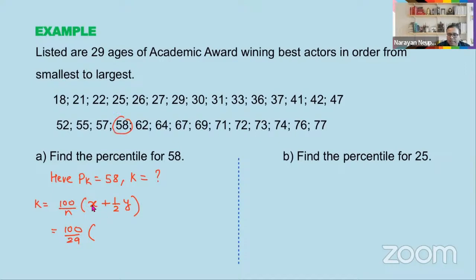Now, what is x? How many numbers are below 58? Could you please count quickly? Here, 15, 16, 17, 18. 18 data values are below that. Half times y, where y is the frequency of 58, how many times 58 is repeating. How many times do we have 58 here? Just one.